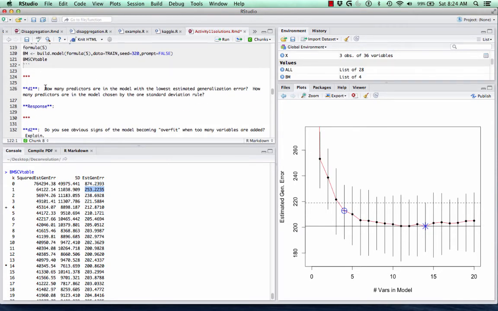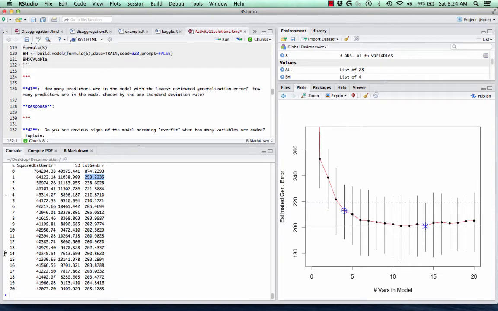Okay, so part D1: how many predictors are in the model with the lowest estimated generalization error? Well, that's given to us by the blue star over here. It looks like it's 14 variables, and we can confirm that over here. So we have 14 variables.